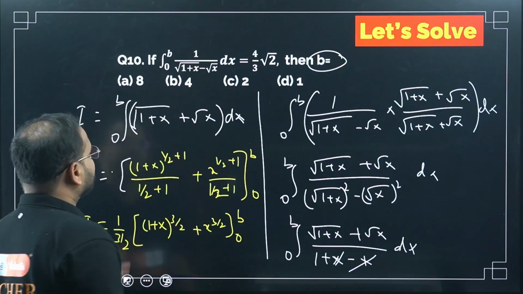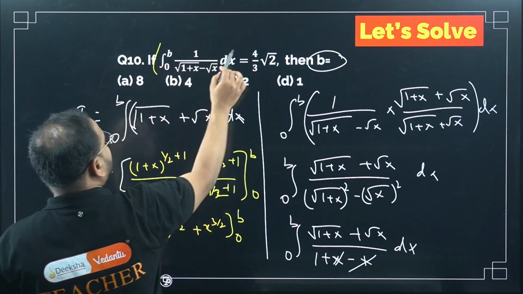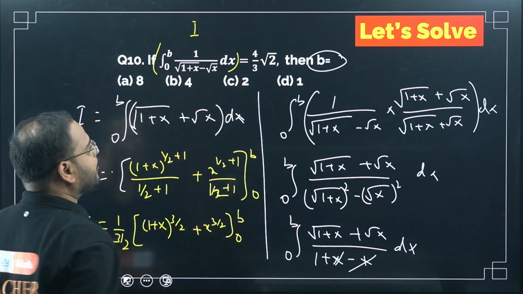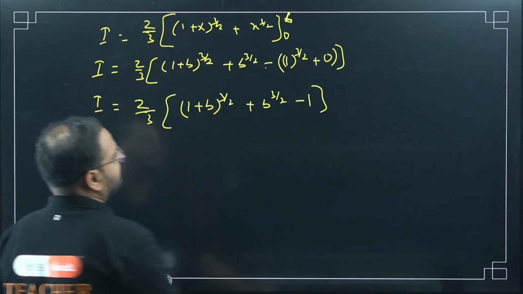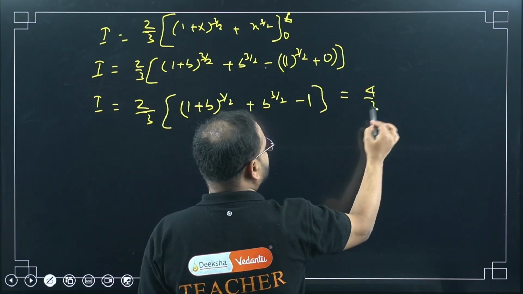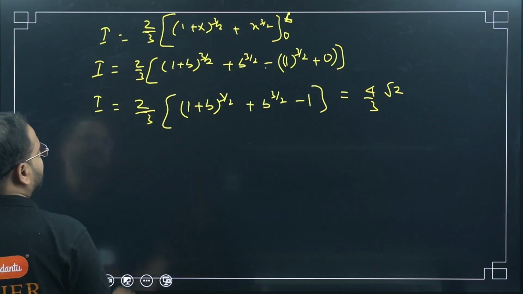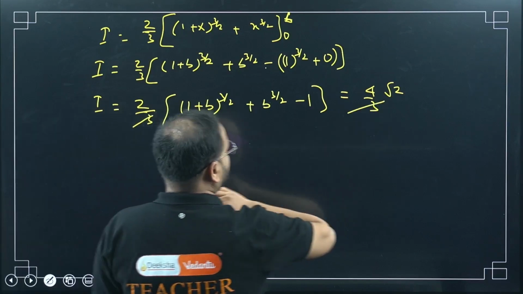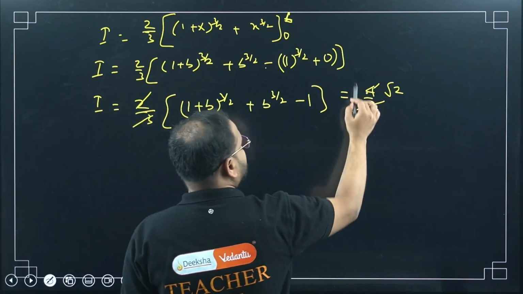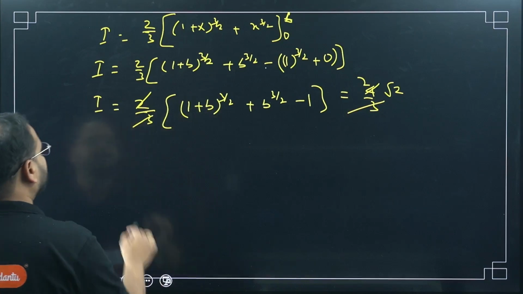They have given this integration. I is equal to what? 4 by 3 root 2. They have given this is equal to 4 by 3 root 2. Please check. I can cancel this 3 with this 3 and this 2 with 4 as 2.